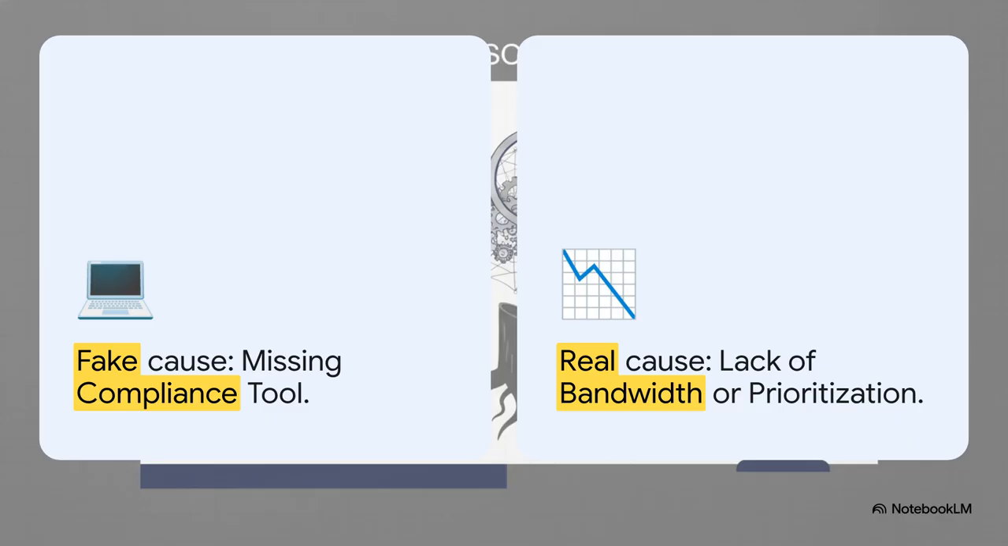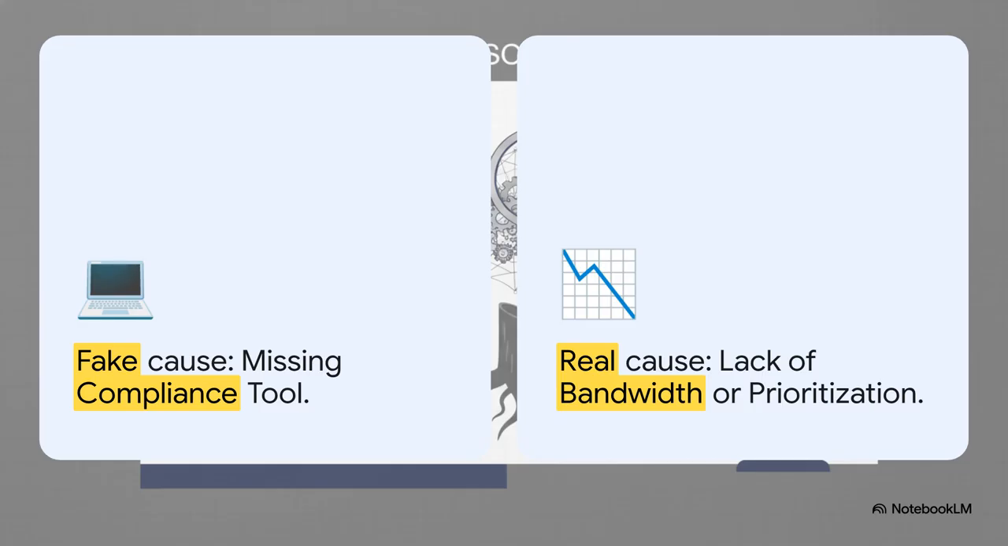Imagine this. A company secretary completely misses several critical statutory filings under the Companies Act. This is a massive oversight. It leads to heavy financial penalties for the business. When the auditor comes in and reviews the process, they conclude with a frankly ridiculous fake root cause, absence of a compliance management tool.